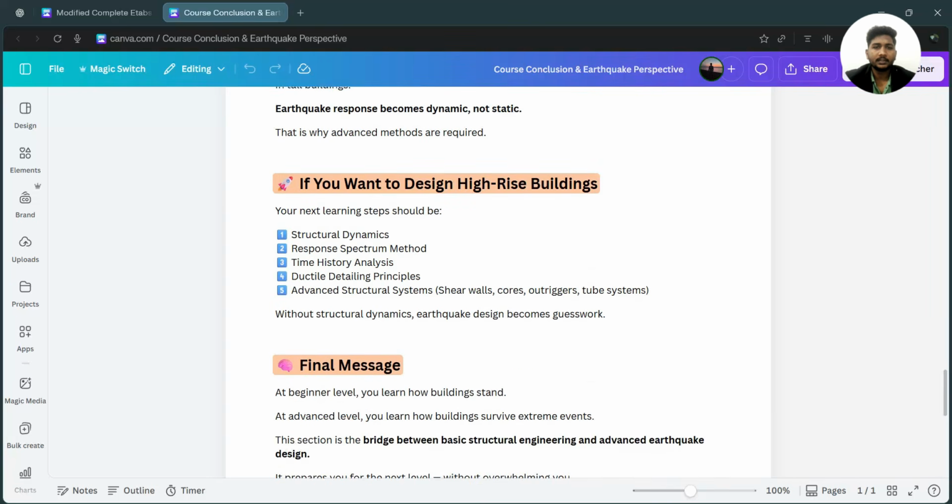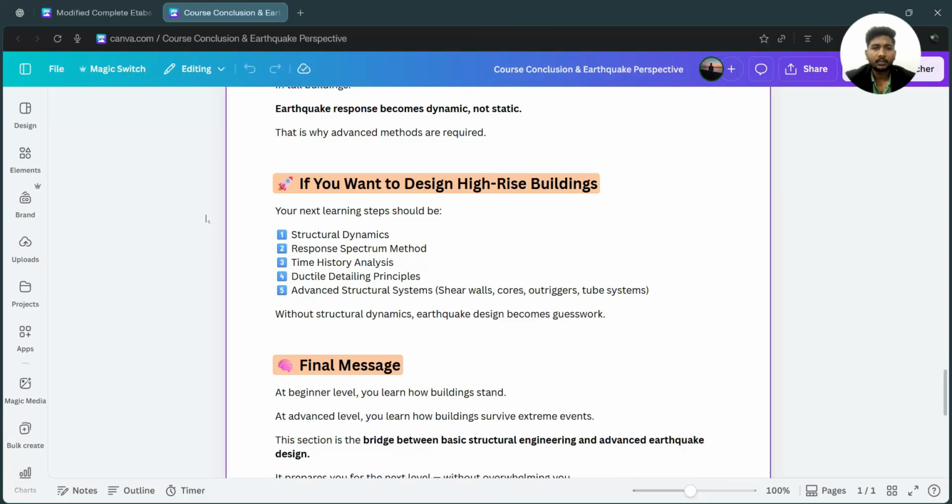If you want to design a high-rise building, your next learning step should be structural dynamics first. Then we go for the response spectrum method, time history analysis, and ductile detailing principles. We have to see all these concepts very clearly, and only then go further. Then we see advanced structural systems like shear walls, cores, outriggers, and tube systems. All these concepts are for high-rise buildings and are the advanced part.